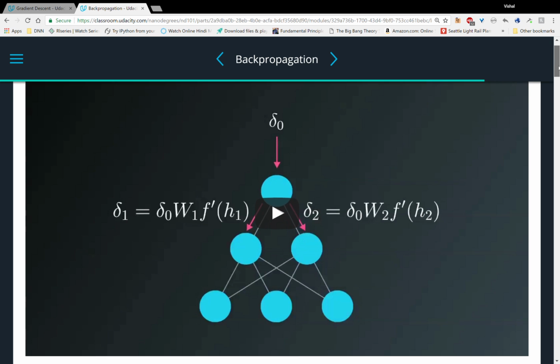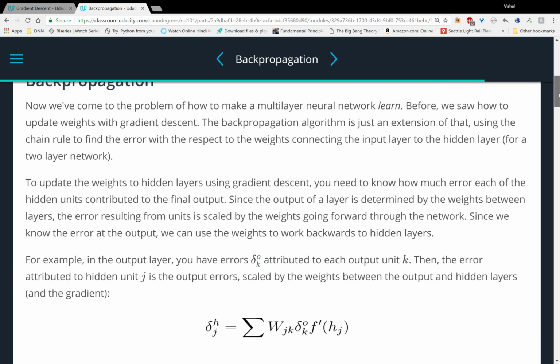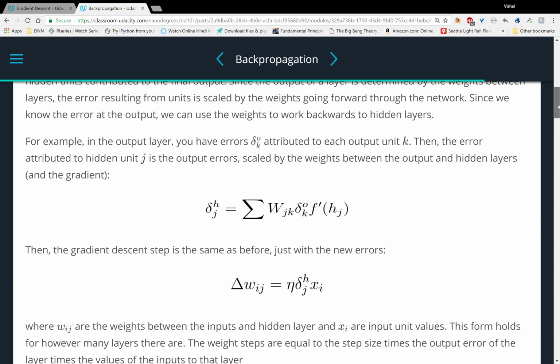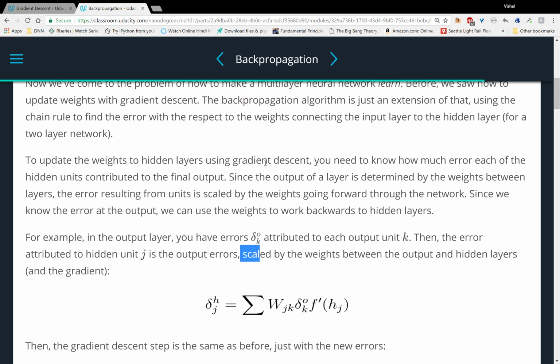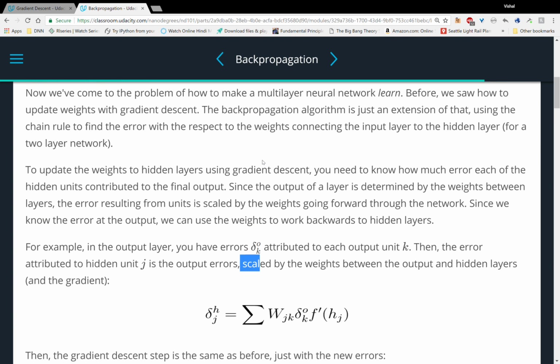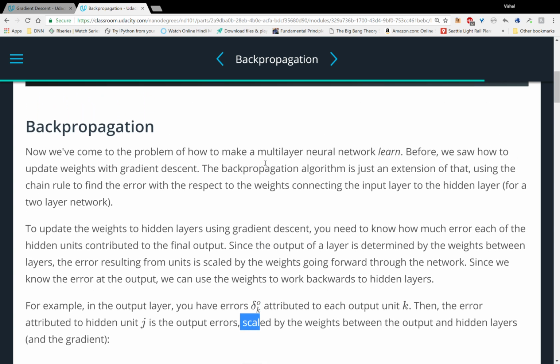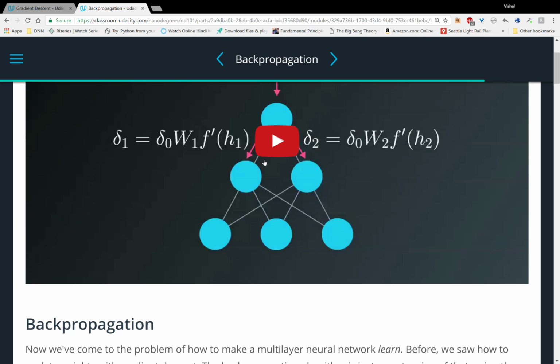And you can watch the video, you can look at the math. What it's telling you is, let's look at this: what is hj? The terms are a little bit confusing, but what is hj? Let's look at the video.